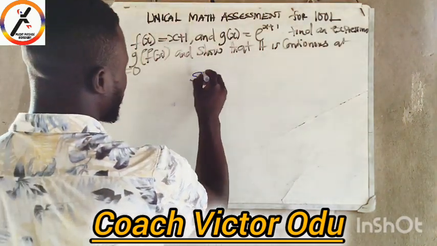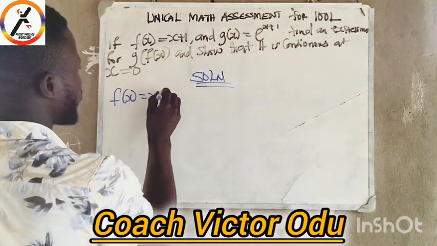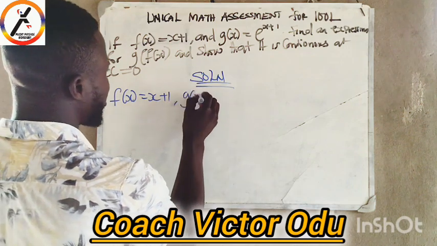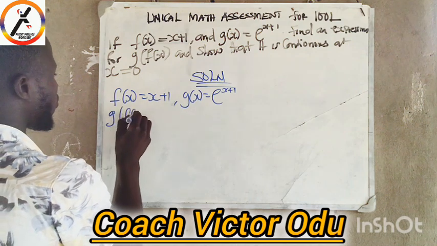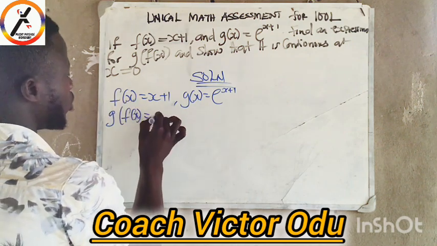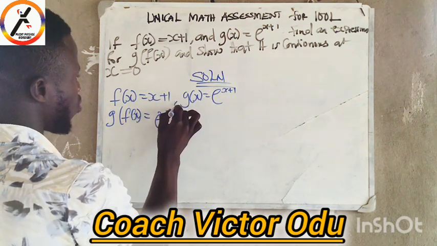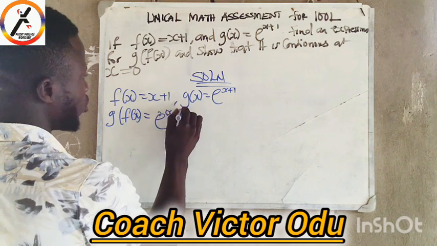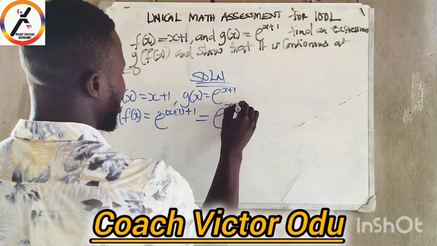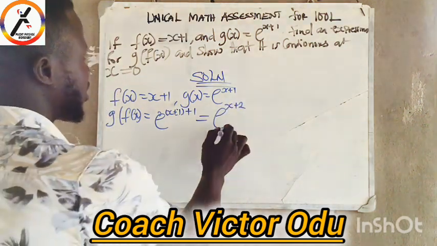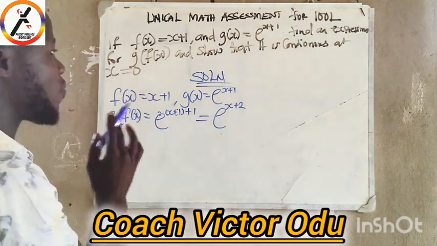Solution. We have that f of x is equal to x plus 1 and g of x is equal to exponential x plus 1. So g of f of x will be equal to exponential. When you have this, you put the whole of f of x, so we have x plus 1, plus 1. So this will give us exponential x plus 2. All right, this is the first step. Now the question says and show. So this is the first one. We've solved for g of f of x, and this is what we have.